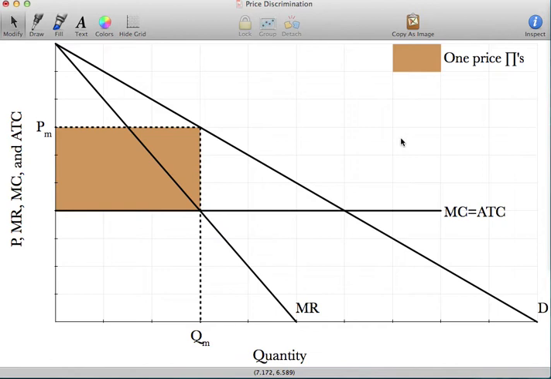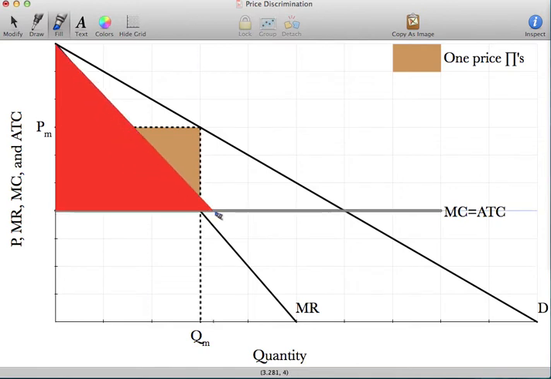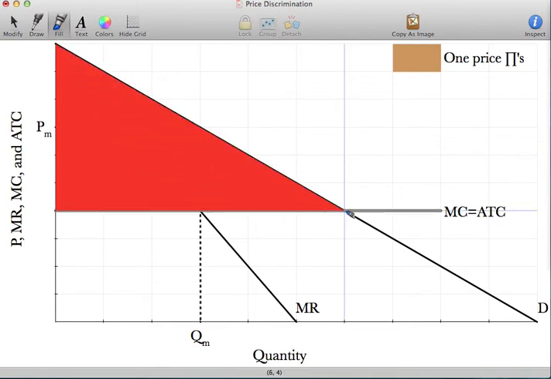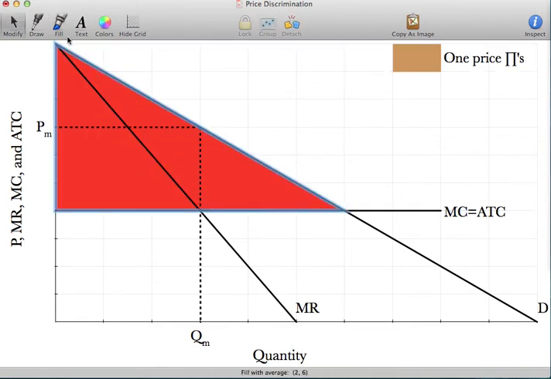So if the monopolist is able to charge a higher price to every individual, we end up saying that the profits are going to be equal to this red shaded area. So if the monopolist were able to perfectly price discriminate, this would be the area of profits, this red area here.